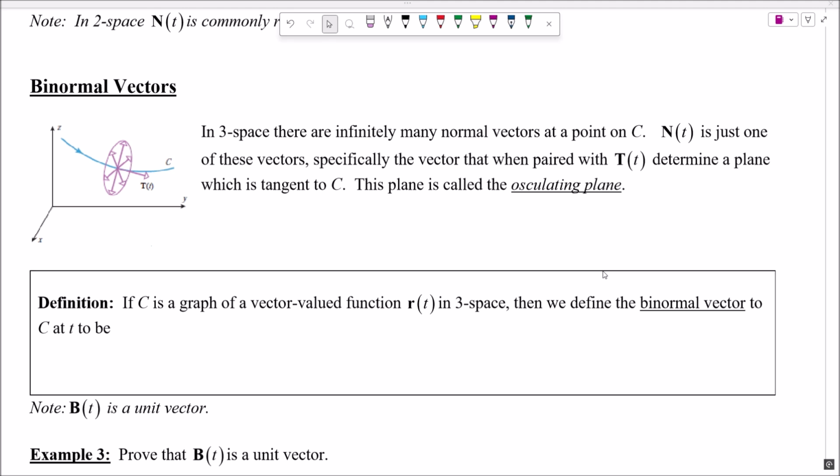We talked about this idea last time, in the last video, which was that if I had a curve existing out in 3-space and I had a tangent vector on that particular curve, there would actually be infinitely many different normal vectors that I could construct. But N of t was just one of those normal vectors, and let's say for the sake of argument, it's this one here in blue.